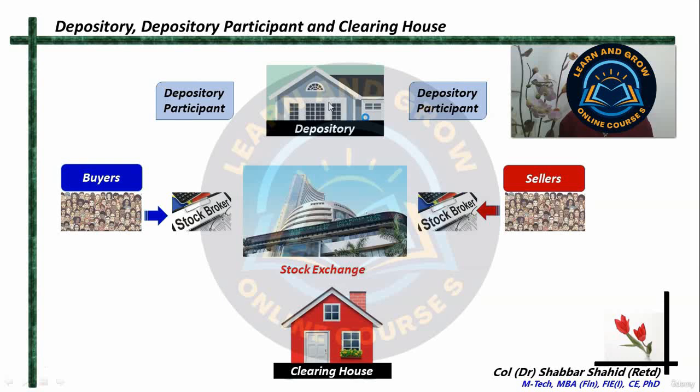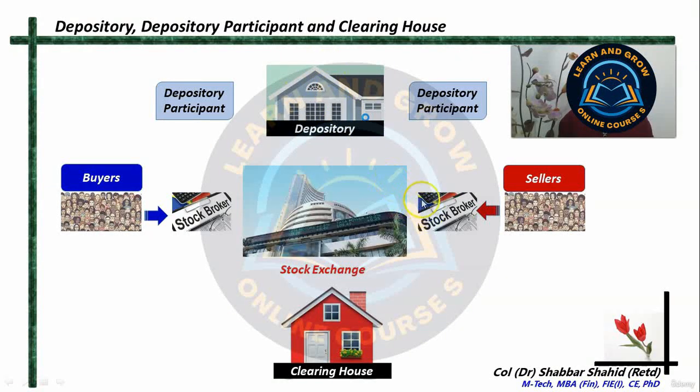The depositories have got something called the depository participant. Depository participants are basically those agencies or firms which participate in the depository process. They form a link between the buyers or the sellers and the depository. The buyer will also have a depository participant. The seller will also have a depository participant, and they are interchangeable. The same depository participant can function for the buyer and for the seller also. They are basically a link between the depository and the public.